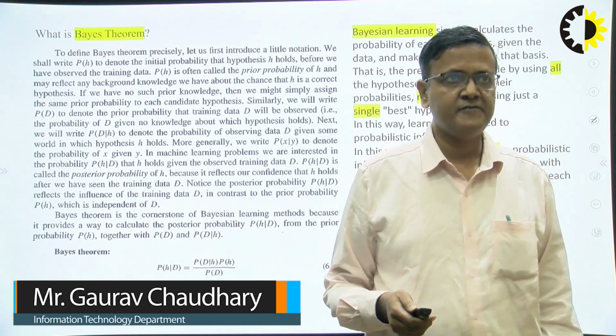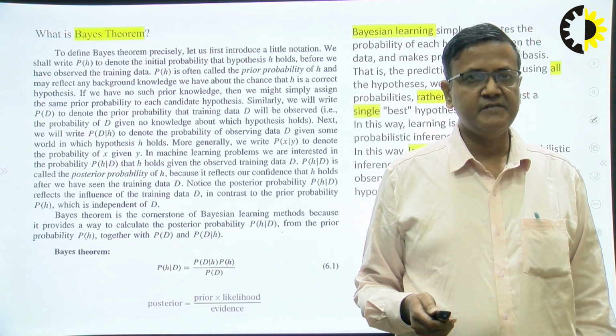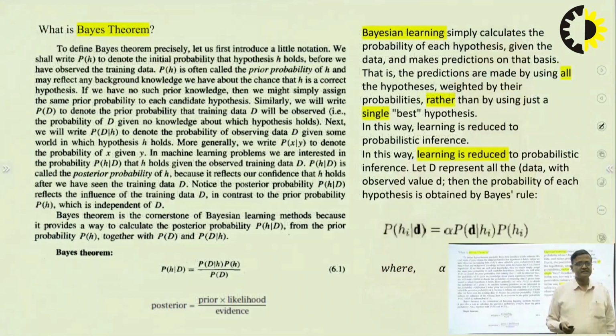Before we begin to discuss Bayesian learning, we will discuss what Bayes theorem is. Bayes theorem gives the method to calculate the posterior probability of the hypothesis given the data. The posterior probability is calculated using the prior, which is given, the likelihood of the data, and the evidence, which is the observation of data.